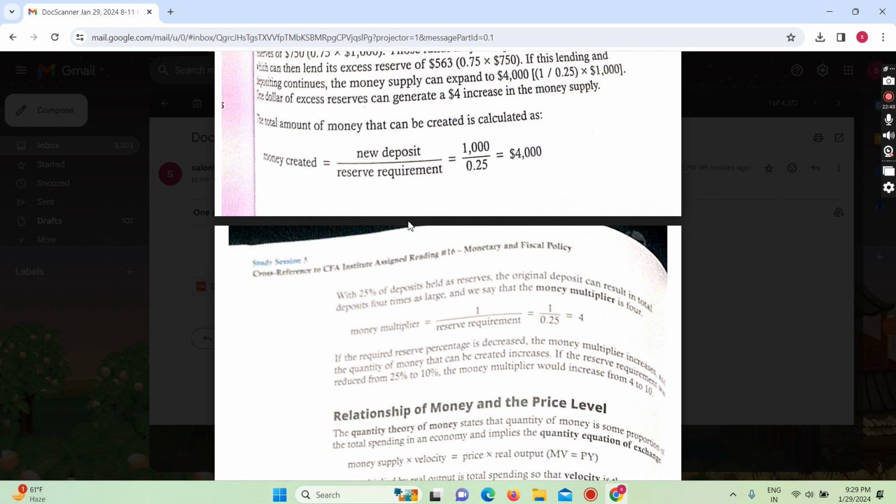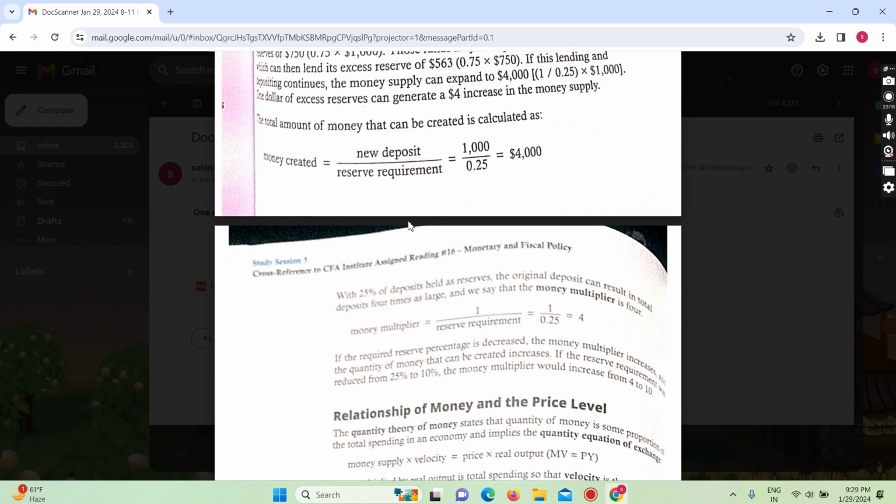Okay, so what will be the relationship? We can say there is an inverse relationship between the reserve requirement and the money multiplier. If the reserve requirement falls, the money multiplier increases. If it is 25%, it generates 4 times money in the economy, while if it's just 10%, it will lead to 10 times in the economy. So there is an inverse relationship between the money multiplier and the reserve requirement.